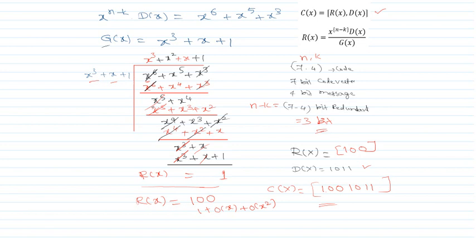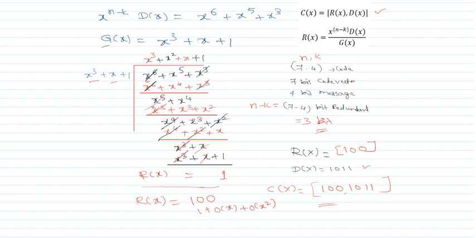So here the first 3 bits are the redundant bits, and then the next 4 bits will be the message bits. We can clearly distinguish this code. When I say 7 comma 4 code, we can clearly distinguish which is the redundant part and which is the data part. So that is the reason we call it a systematic cyclic code.